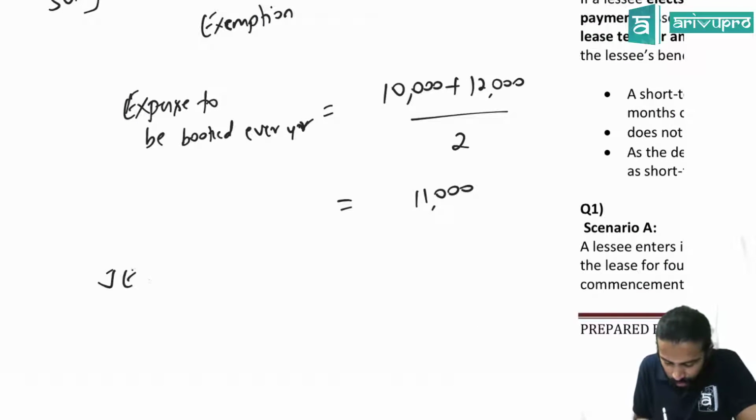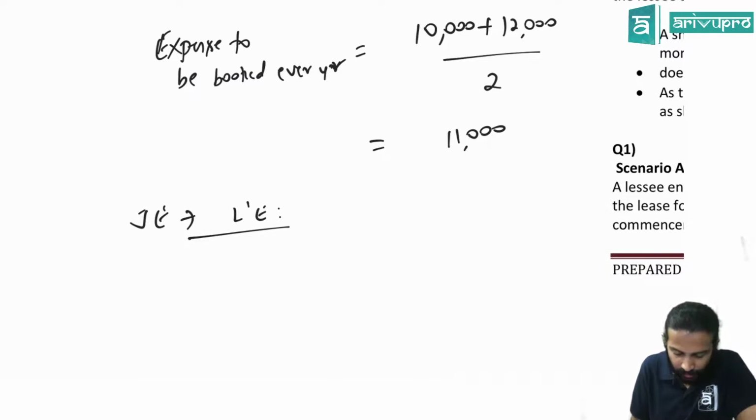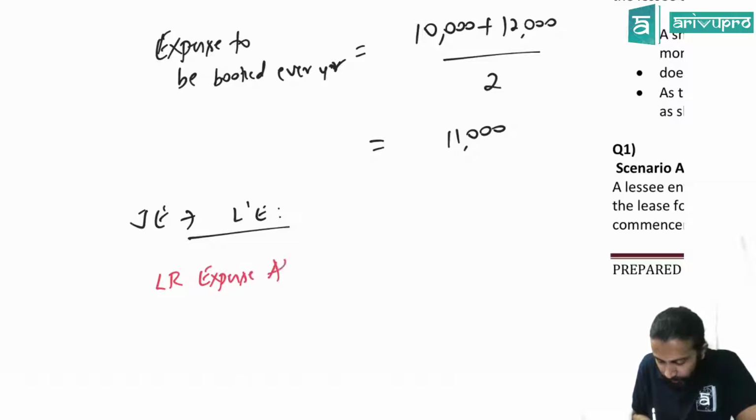Now the journal entry in the books of the lessee. What will be the journal entry? Simplistically, it will be lease rental expense account debit. Expense means it will go to the P&L. Okay, how much will be the expense booked?